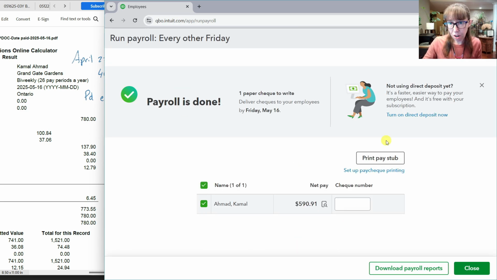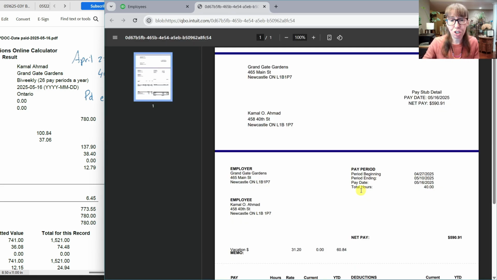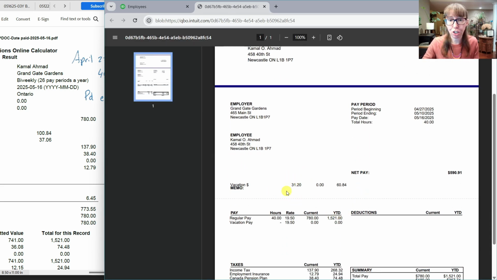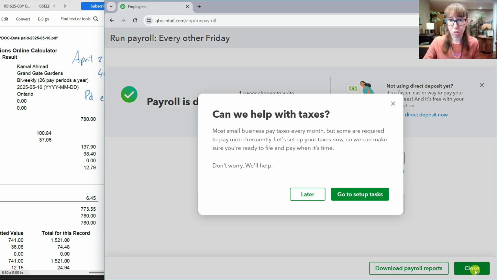So something to note, if we were to print the pay stub, you can see that I have changed it to only show vacation accrued for earnings and not with hours. And in my other video, I did show how to do that. So that's important because I said the hours get out of whack really quickly, really easily, and you don't want that showing on the pay stub. So we're going to go close.